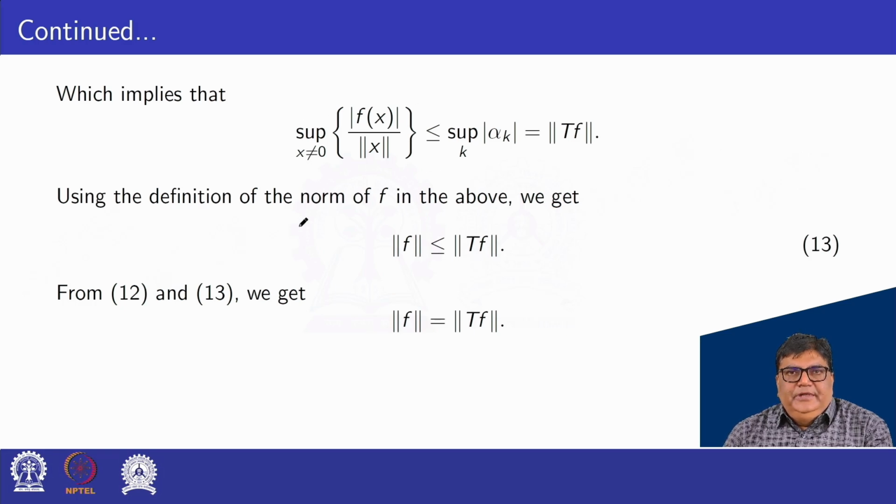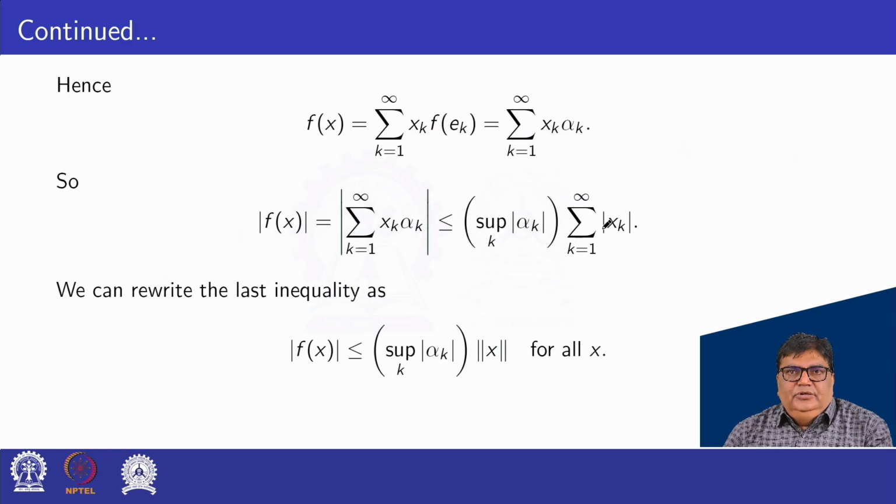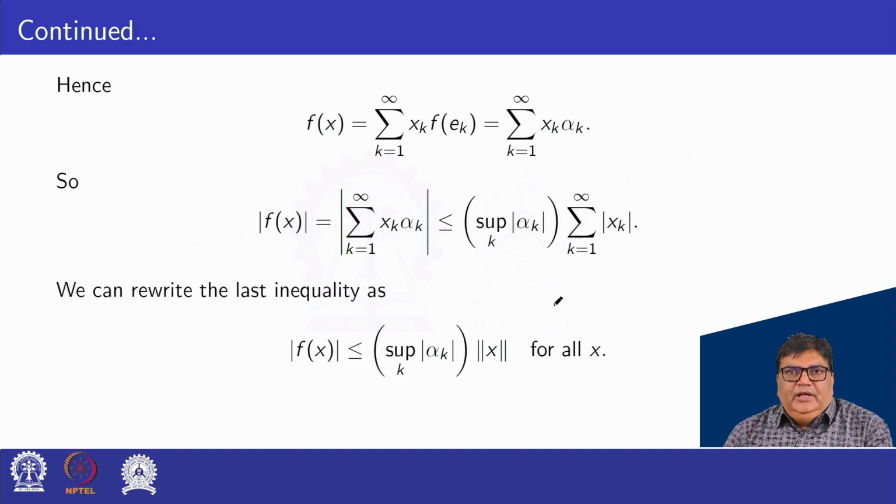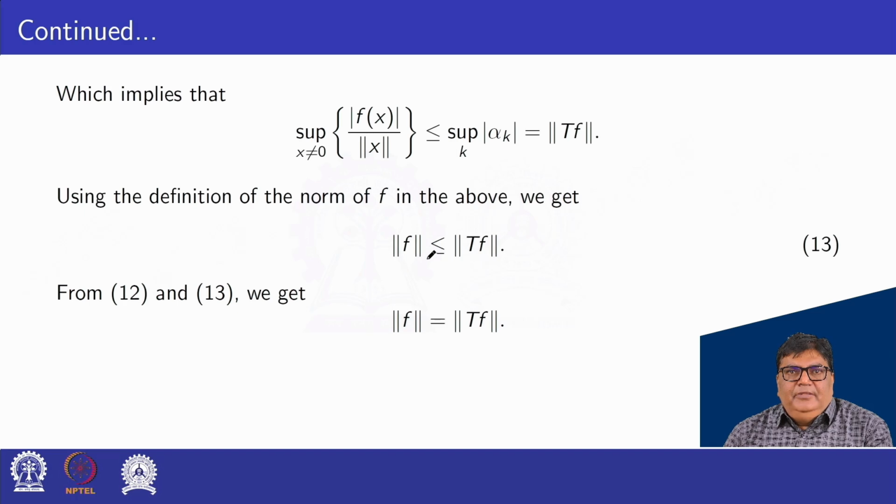So using the definition of norm of f in this inequality, we have norm f less than or equal to norm of Tf. From 12 and 13, norm Tf is less than or equal to norm f, and in 13 norm f is less than or equal to norm of Tf. So from 12 and 13 we have norm f is equal to norm of Tf.